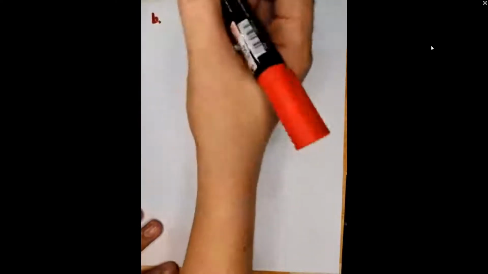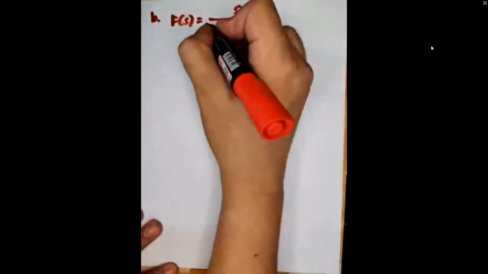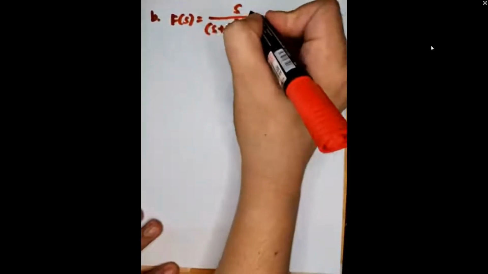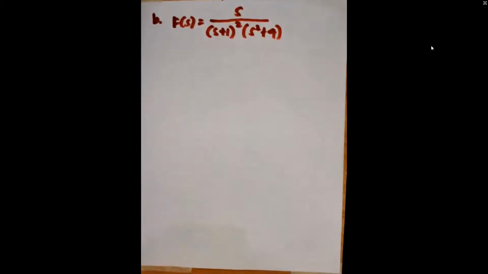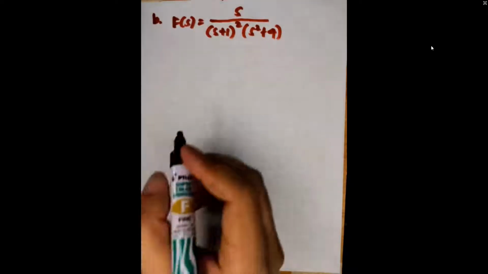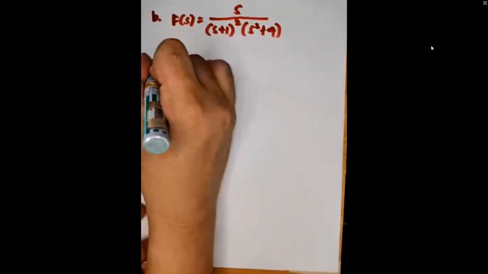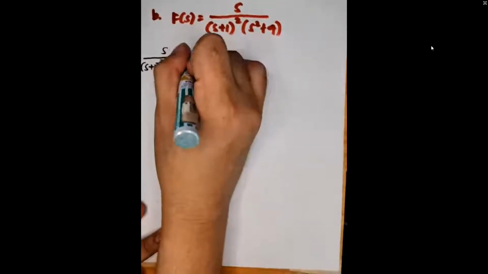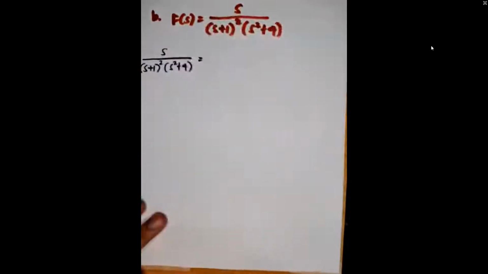Okay, so let's have our last example. Letter B. We are given that f of s is equal to s over (s plus 1) squared times (s squared plus 4). Masyadong makapal ito. Okay, so let's copy the given fraction, and then let's have the partial fraction decomposition form.